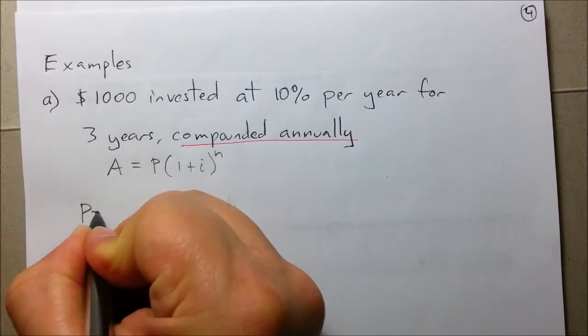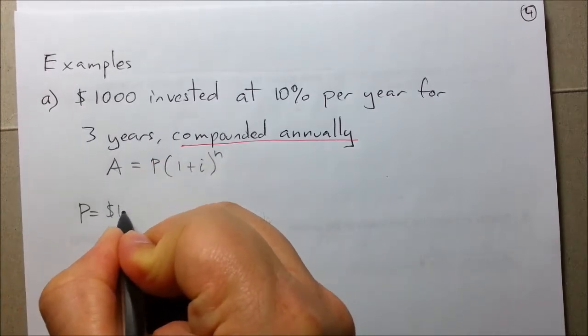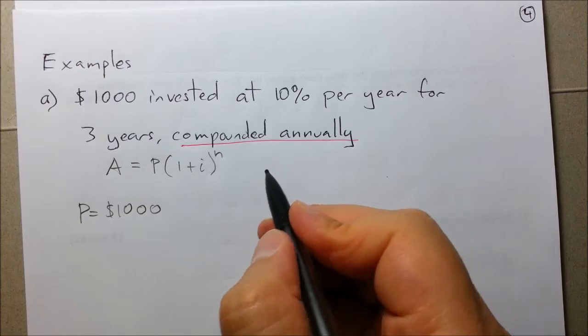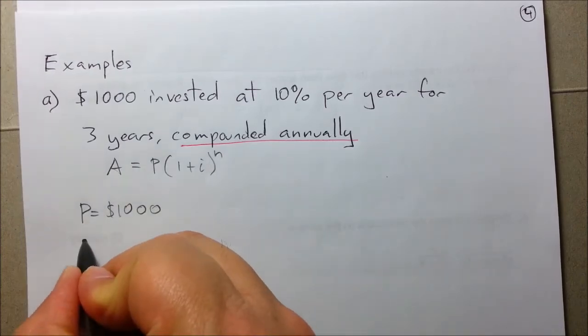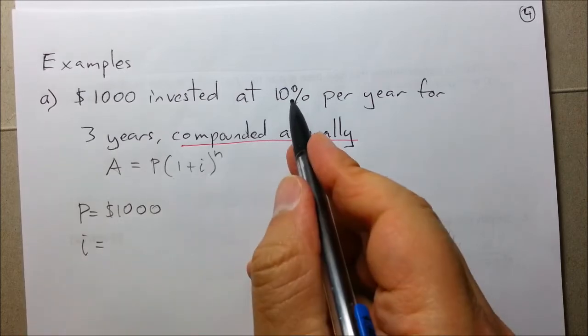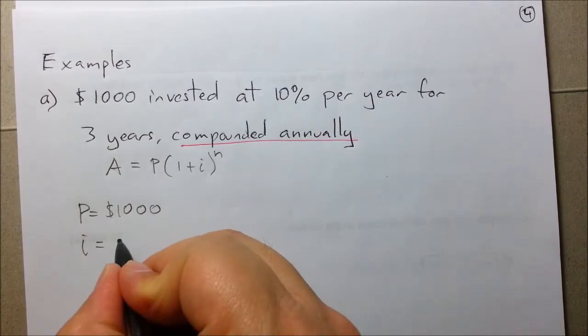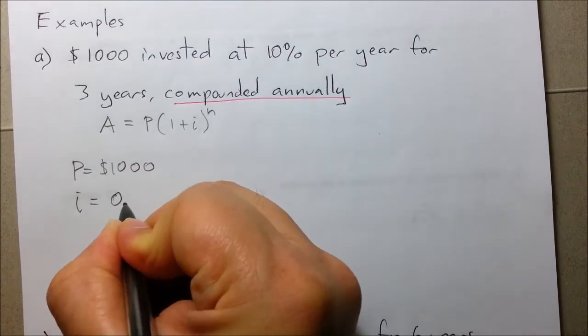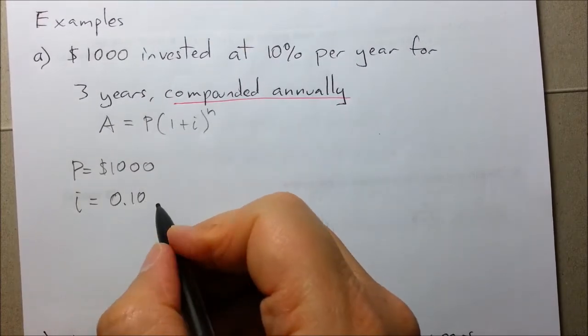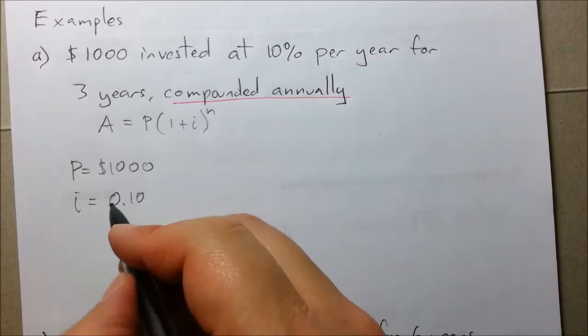Right, so P is equal to $1,000. I, we need to collect I and n. So I is equal to 10%. So that means we're going to turn it into a decimal. So this is going to be equal to 0.10. Okay, right? Or 0.1.